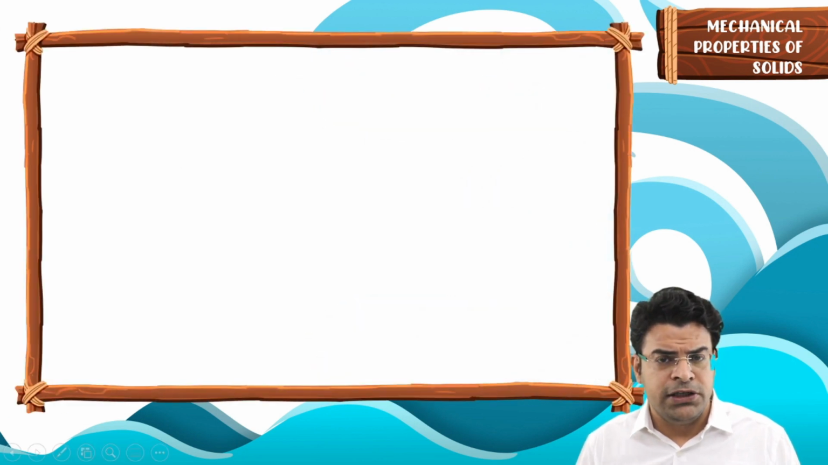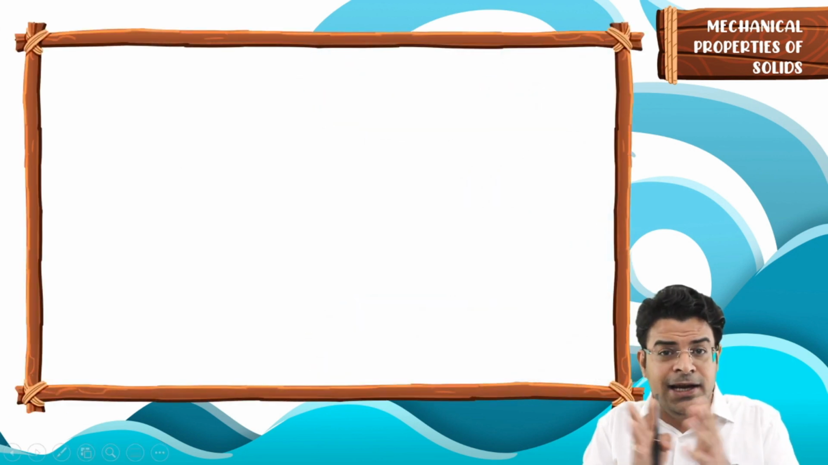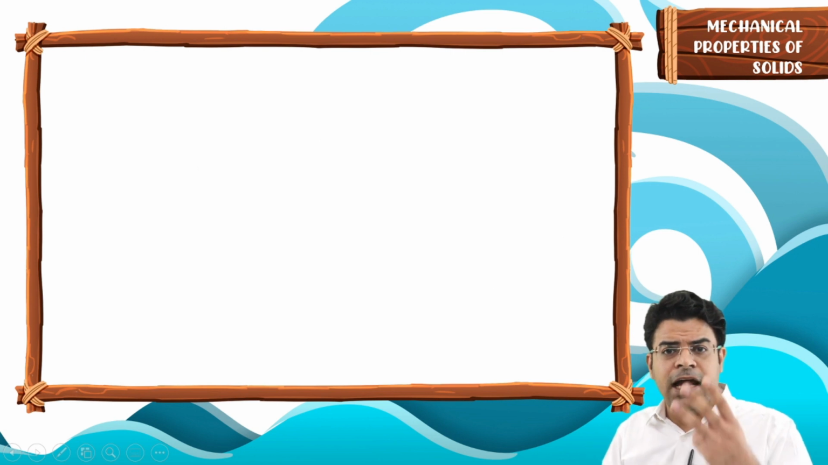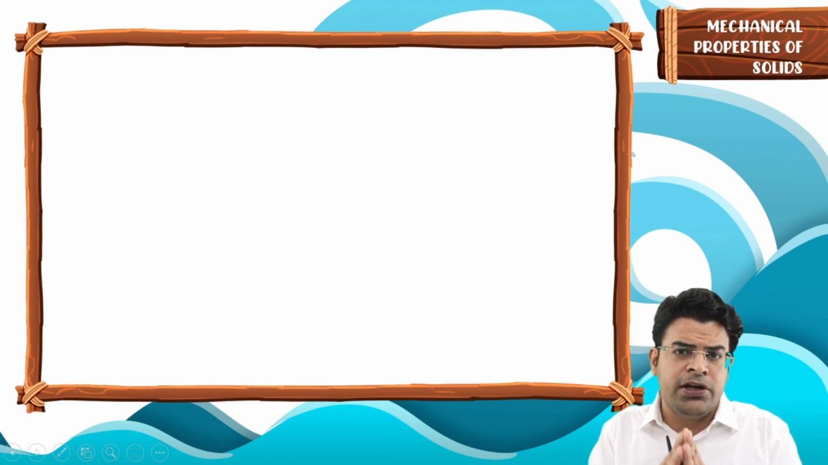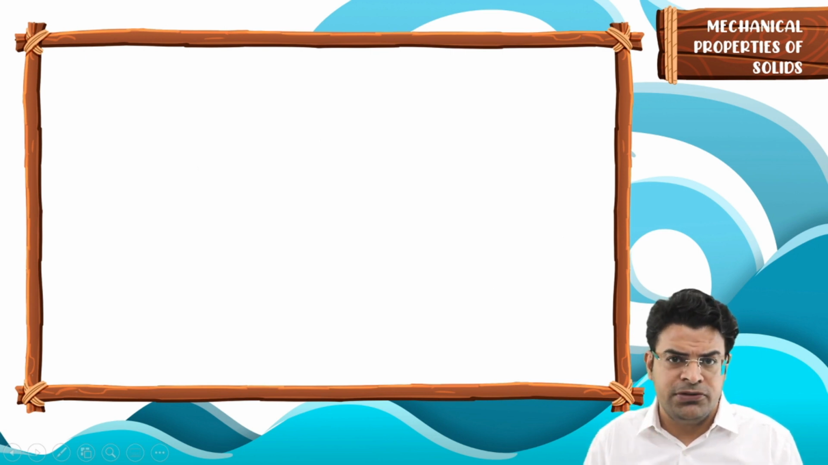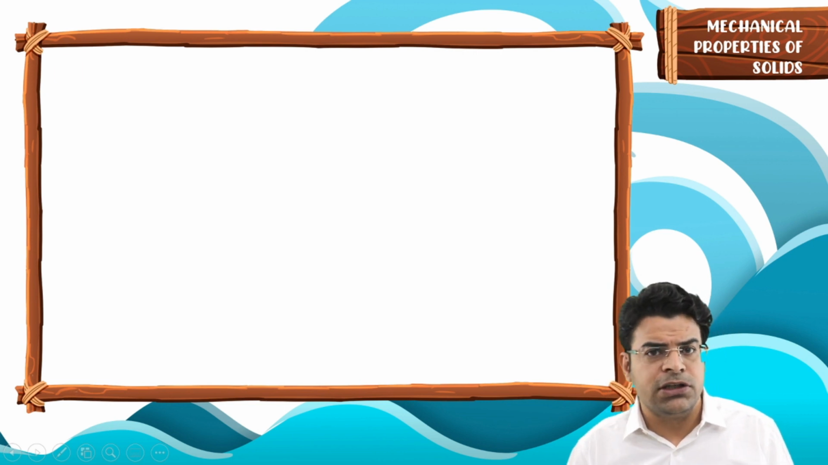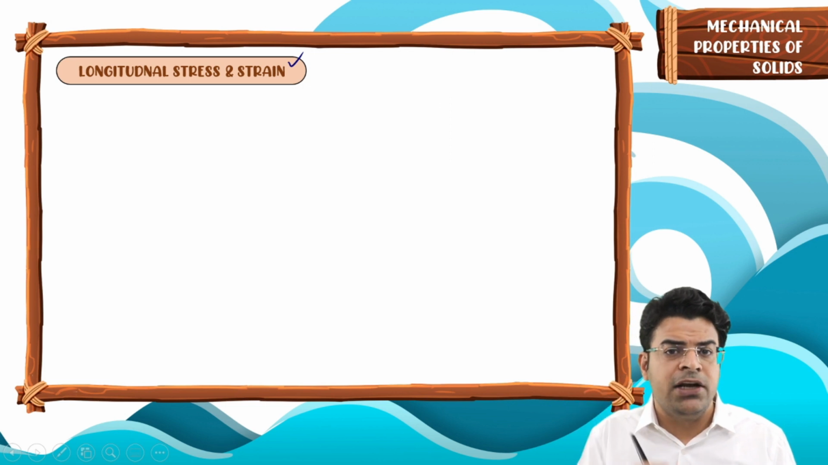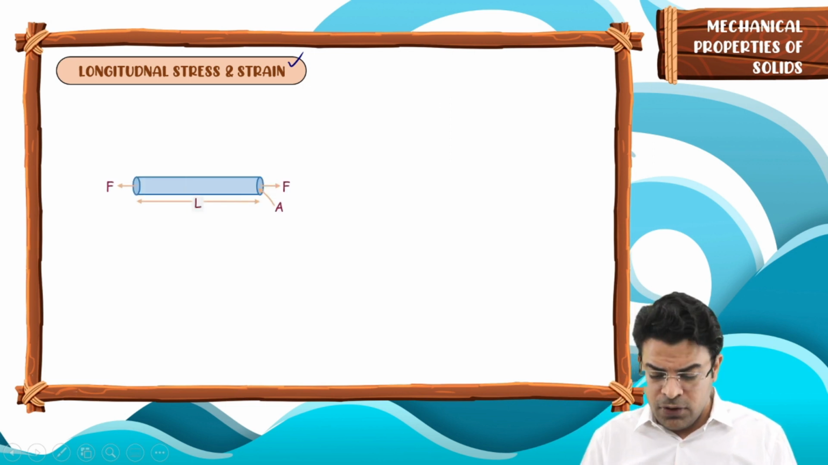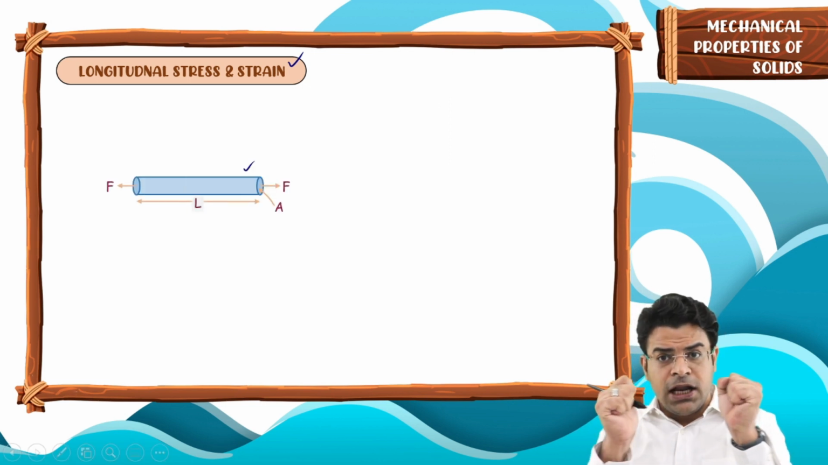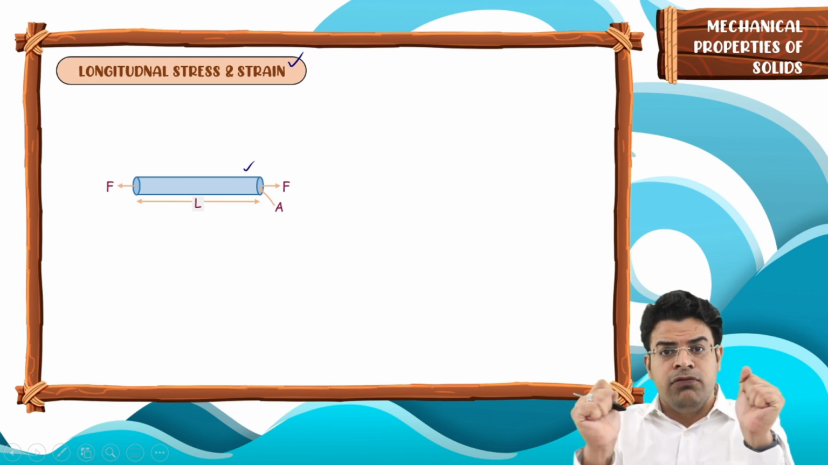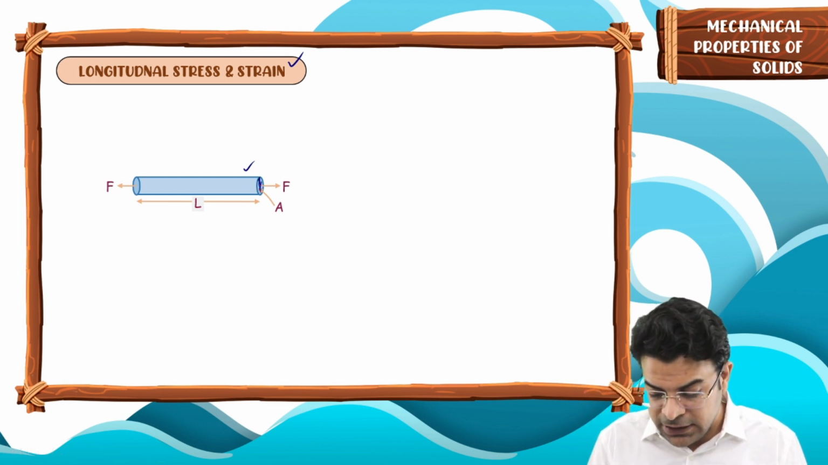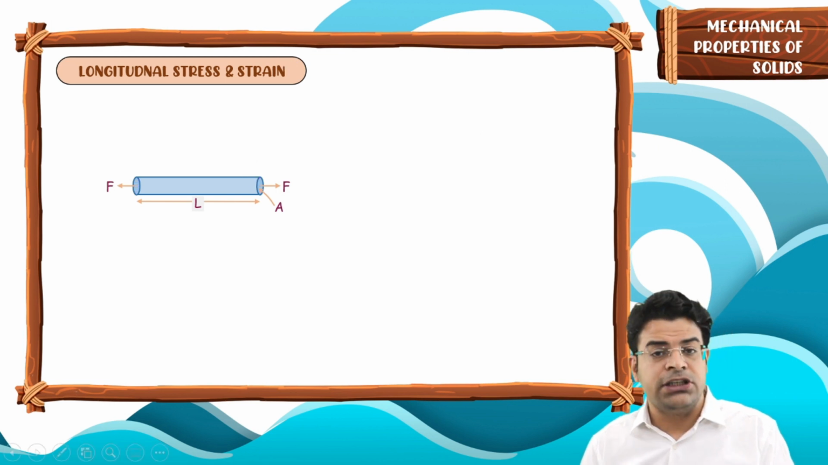So in some mechanical properties of solids, we will talk about stresses and strains. There are three types of stresses, and corresponding to them there are three types of strains. The first one we are going to discuss is called longitudinal stress, and the strain produced by it is called longitudinal strain. If you have a rod and forces are applied at the two ends of the rod such that the force acts perpendicular to the cross-sectional area.